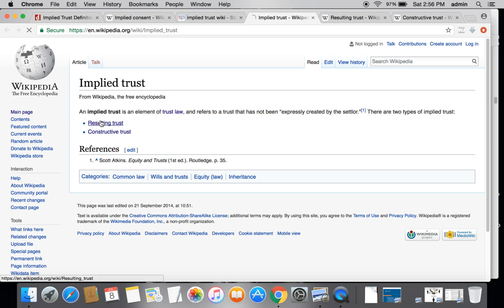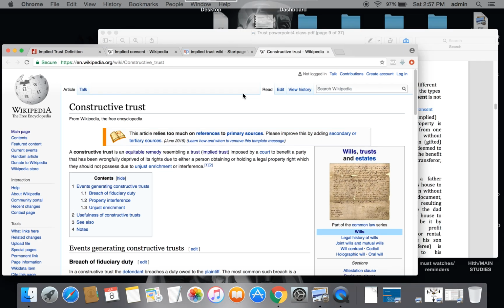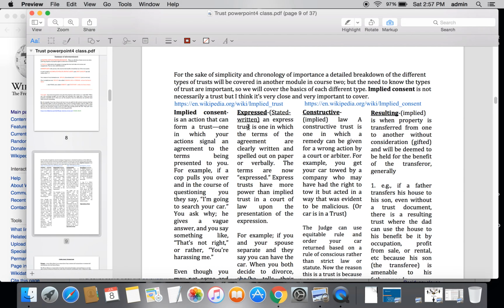So let's go here. Resulting. All right. A resulting trust is the creation of an implied trust by operation of law, where property is transferred to someone who pays nothing for it. Then it is implied to have held the property for the benefit of another person. All right. So this is a resulting trust.